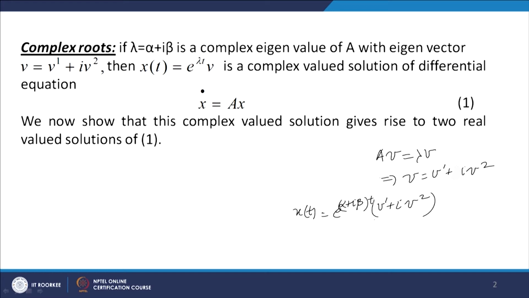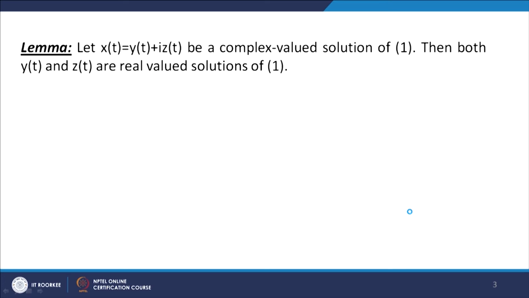We now show that this complex valued solution gives rise to two real valued solutions of the equation x dot equal to Ax. Let us first prove this lemma. Let x of t equal to y of t plus i z of t be a complex valued solution of x dot equal to Ax. Then we shall see that y of t and z of t are also real valued solutions of 1. So, the equation 1 is dx by dt equal to Ax of t.